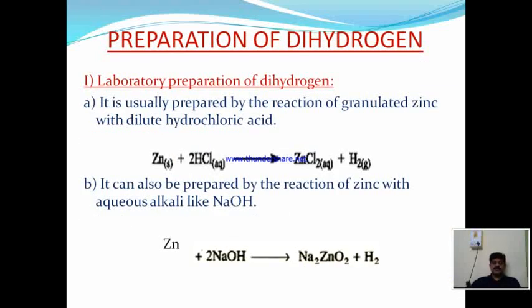Preparation of dihydrogen. Number one, laboratory preparation of dihydrogen. In the laboratory, hydrogen can be prepared by two methods. Number one, when dilute hydrochloric acid is reacted with granulated zinc, you are going to get zinc chloride along with the release of hydrogen gas. Not only that, when zinc is treated with aqueous alkali like sodium hydroxide, you are going to get sodium zincate along with the release of hydrogen gas. So these are the two common methods used in the laboratory for the preparation of hydrogen.